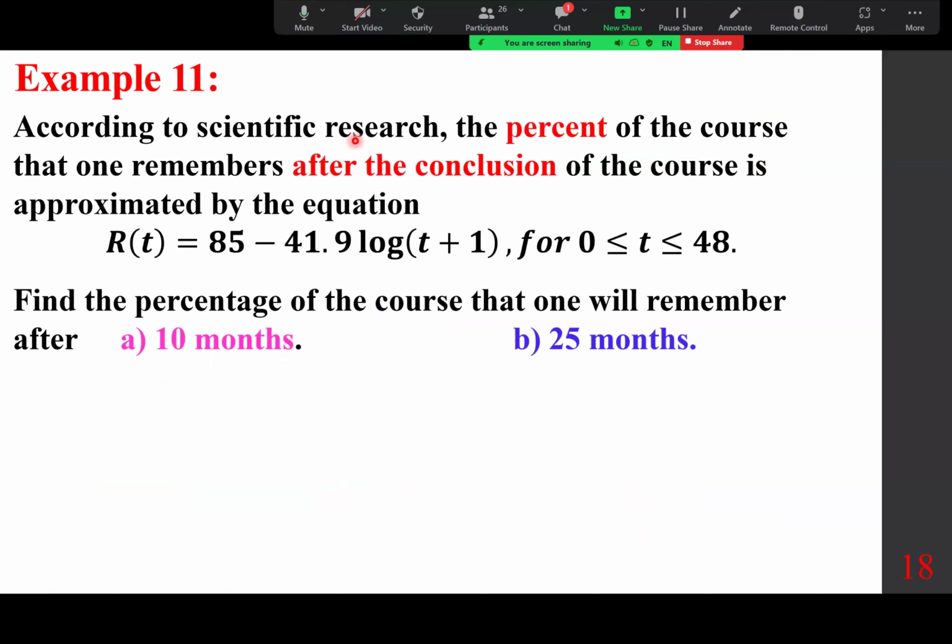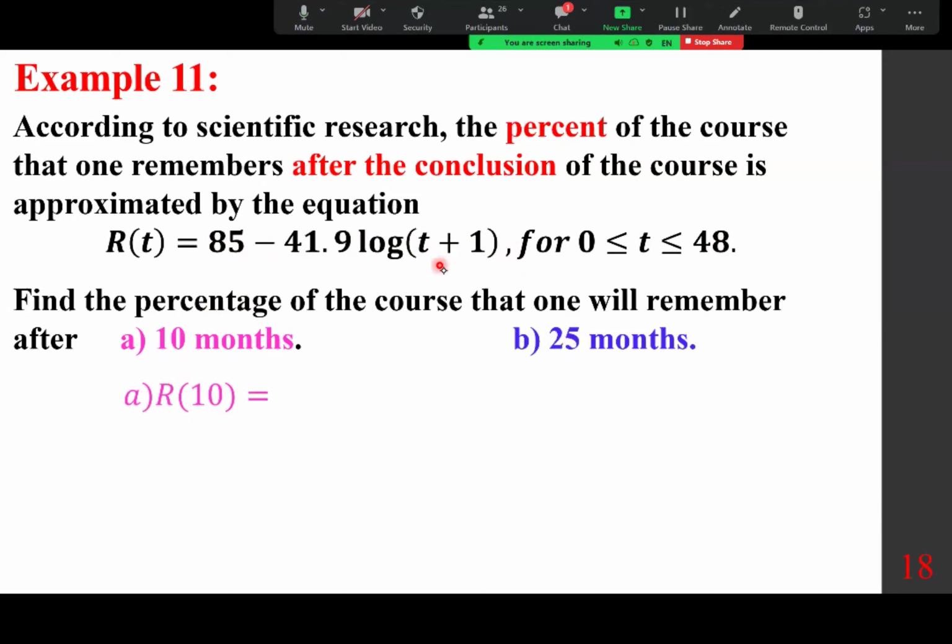Example 11. According to scientific research, the percent of the course that one remembers after the conclusion of the course is approximated by the equation r of t equals 85 minus 41.9 log of t plus 1, for t being between 0 and 48. This is 48 months. Find the percentage of the course that one will remember after 10 months and 25 months. So basically, replace the t in this equation with 10 for part A.